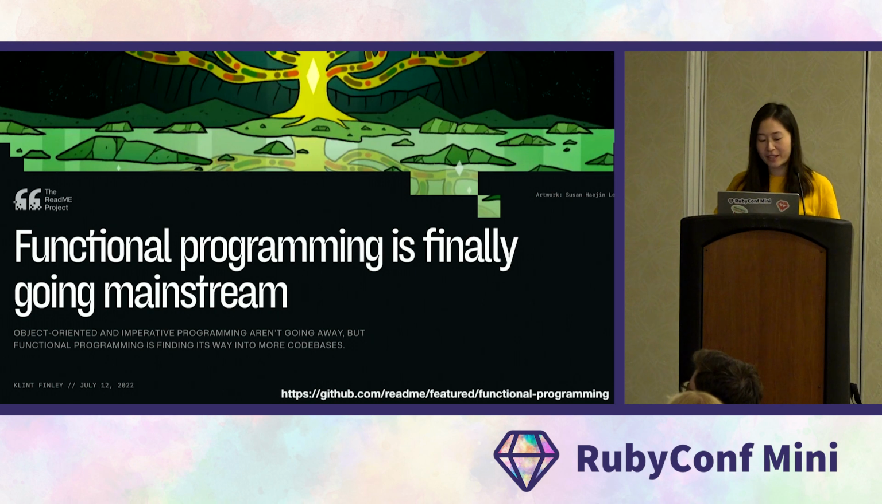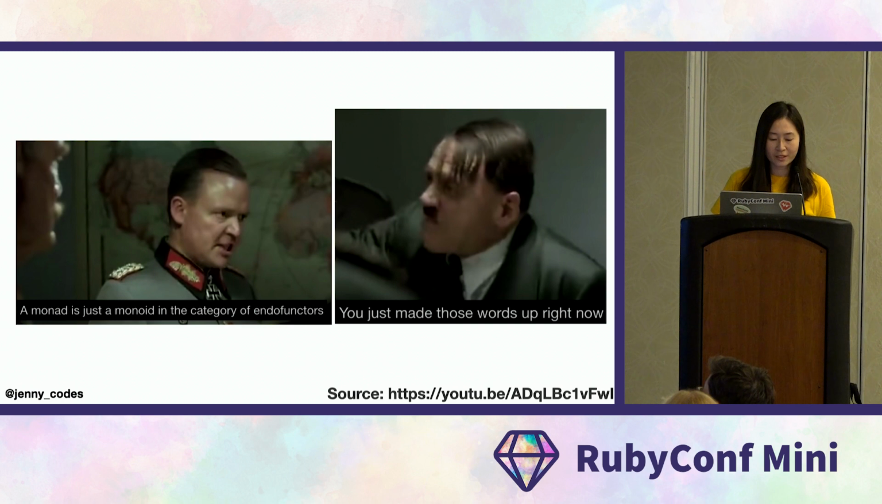I want to open up by this GitHub README article titled "Functional Programming is Finally Going Mainstream." And this is one of the many articles that talks about the increasing number of adoption of functional programming over the years. Along with it, you probably have seen discussions, tutorials, or just explanations about functional programming concepts here and there. And you probably have seen memes and parodies on some of the concepts in functional programming, like this one on monads. Oops.